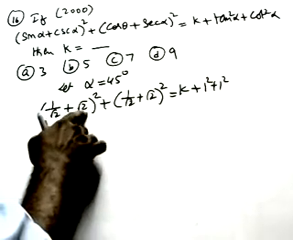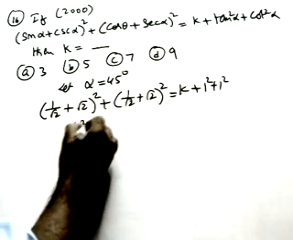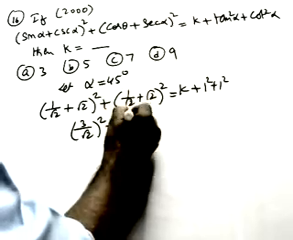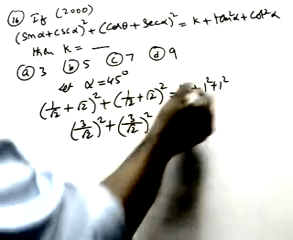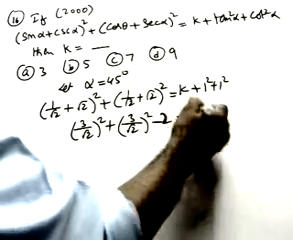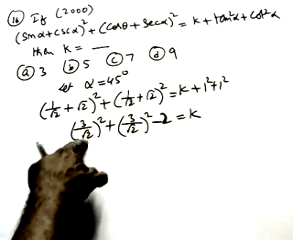So if you take LCM, root 2 into 2 is 2. 2 plus 1, 3. 3 by root 2 whole square. This is also same, root 2 into root 2, 2. 2 plus 1, 3. 3 by root 2 whole square. Bring this 1 plus 1, 2 here, minus 2 equals to K.